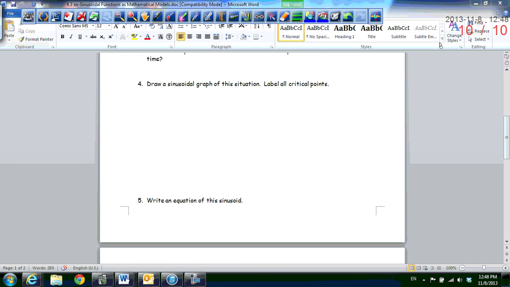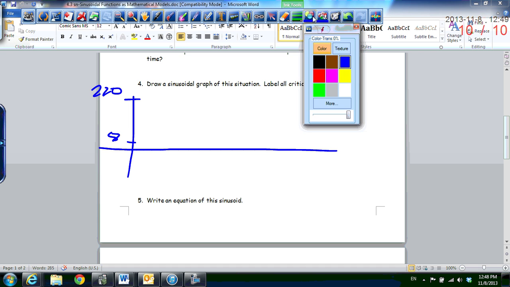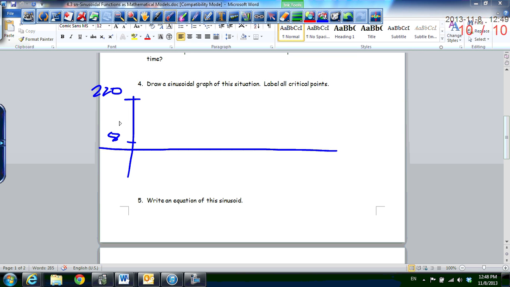So let's go ahead and do a rough sketch here. We already said our highest point was 220. Our lowest point is 8. So halfway in between is 114. Our first y value that's pretty clear is at 50, 220, and it takes 82 seconds to complete one period. So at 132, we're back up there again. We kind of already did that problem.